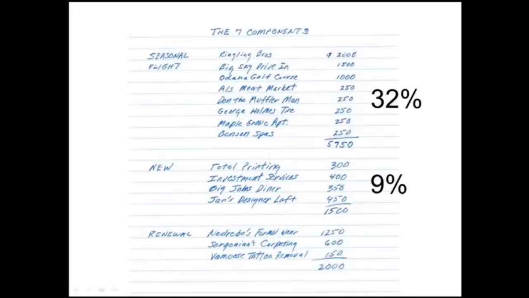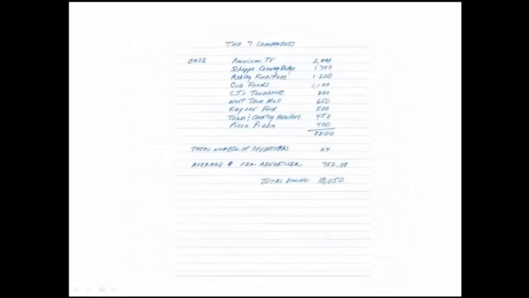So I look at that, and then this renewal, 11% of the people that I put on for the first time, let's say they put them on for 13 weeks in their contract, they renewed their contract. So I call that a renewal. That's sort of the transition between base and new. So I've got 7 components: seasonal, flight, I've got new, renewal, I've got base, and then total dollars per advertiser, total number of advertisers, average dollar per advertiser, and my total billing. So that's the 7 components.